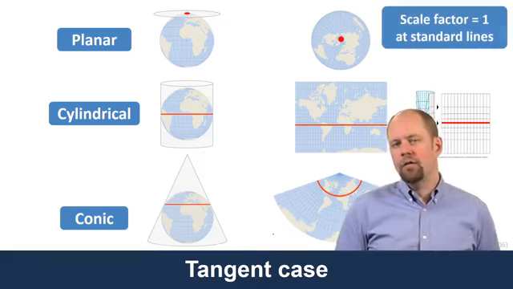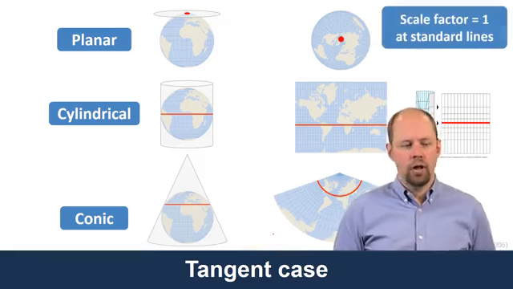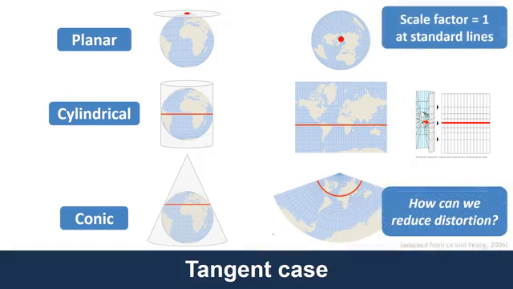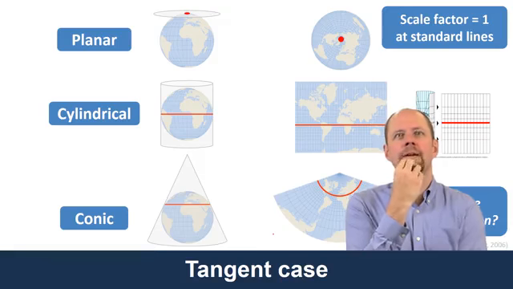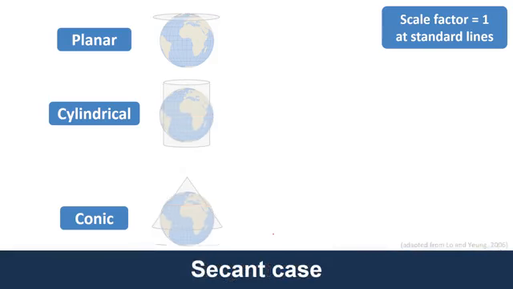So remember, the scale factor will be 1 at the standard line. If that's the case, then how can we reduce distortion in relation to this idea of the standard line and where the developable surface touches the globe? What could we do? Let's think about that for a minute. What could we do? Let's see. We could use what's known as a secant case.